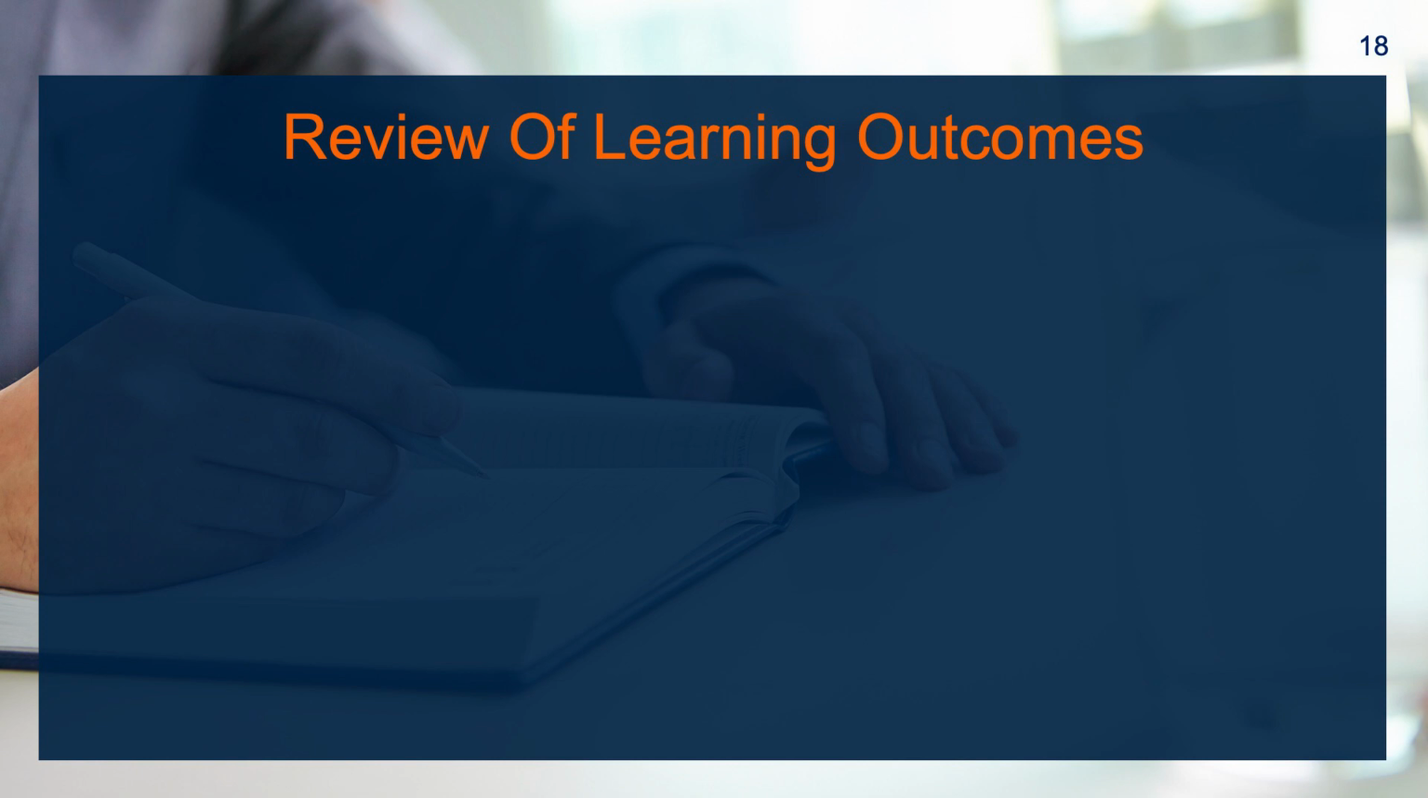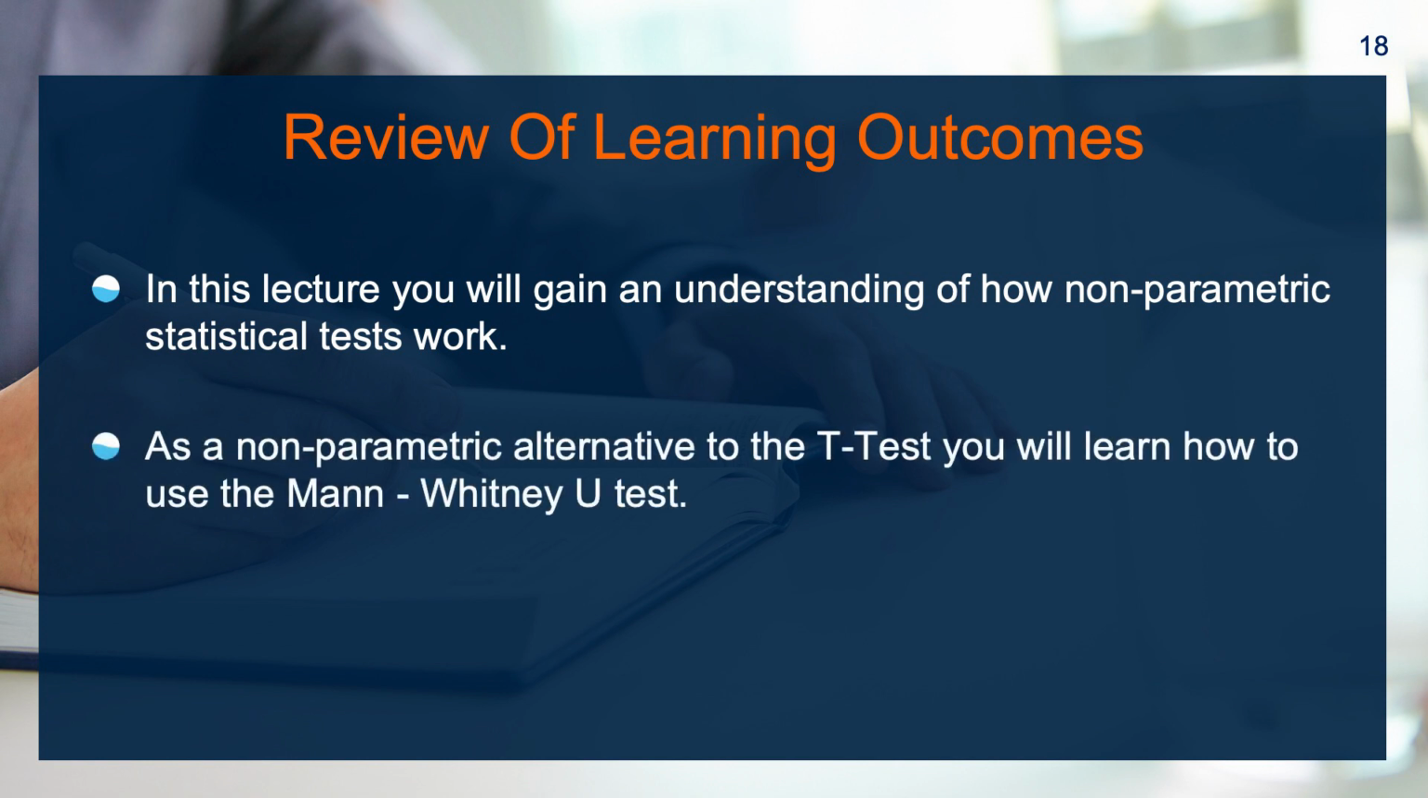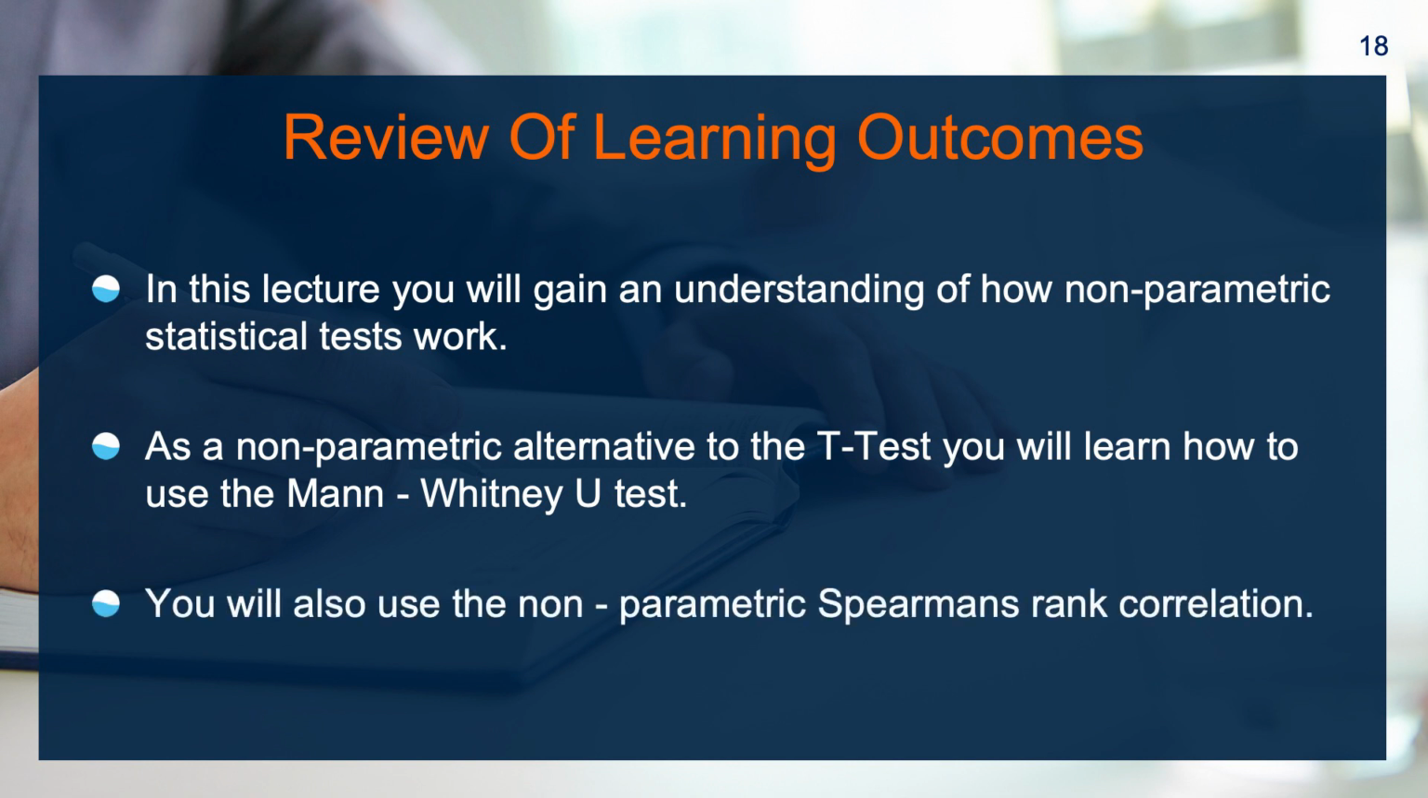So, let's review our learning outcomes. In this lecture, you'll have gained an understanding of how non-parametric statistical tests work. Specifically, you'll have seen with non-parametric tests how they use a ranking process to replace the use of the actual numerical data. You've learned how to use the Mann-Whitney test, and you've also used the non-parametric Spearman's rank. All that we need to do now is to go on to the tutorial where you can actually see how to calculate these using a statistical program.